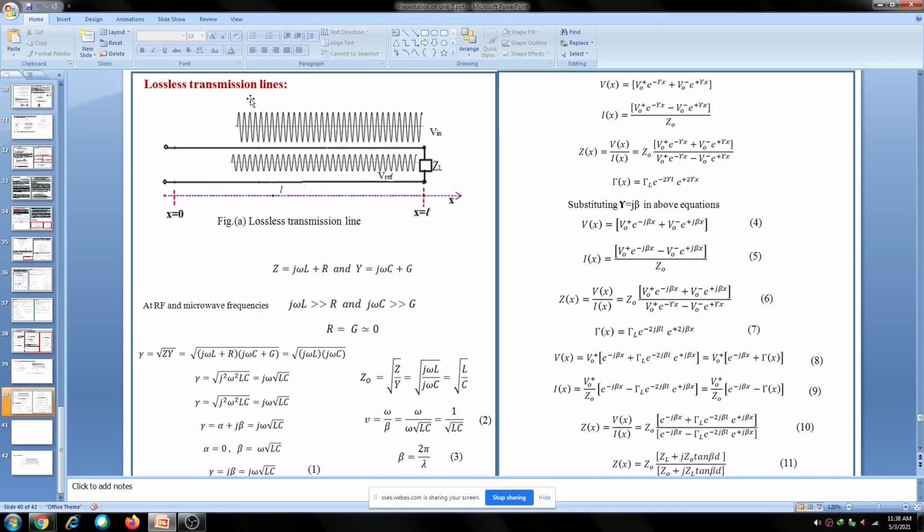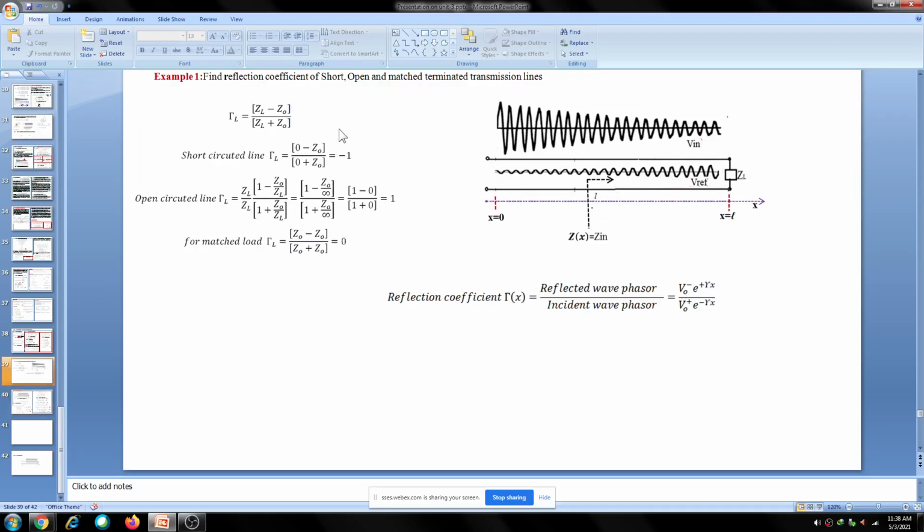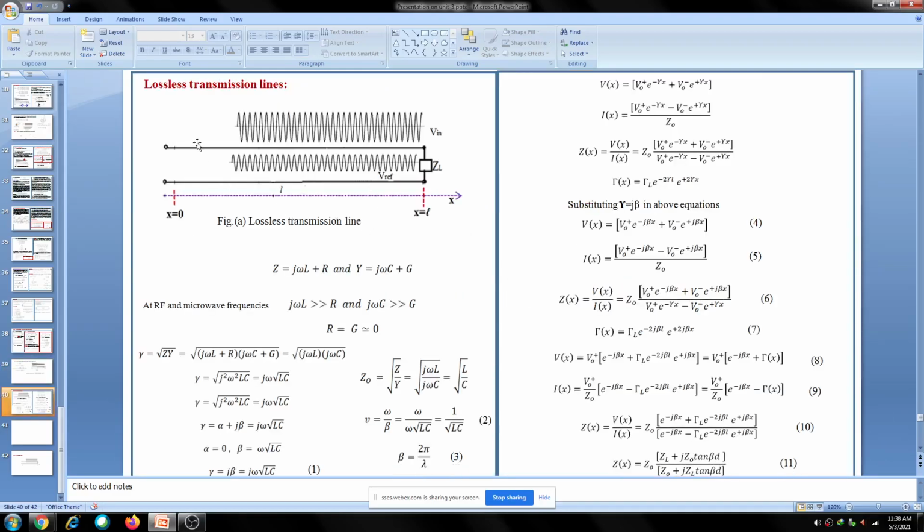Okay, next lossless transmission lines. In the previous, as I said, it is a lossy transmission line. So what is a lossless transmission line? Now we will see lossless transmission lines. As we know, Z is equal to j omega L plus R and Y is equal to j omega C plus G. For any transmission line, Z is the series impedance and Y is the shunt admittance, given by these two equations.